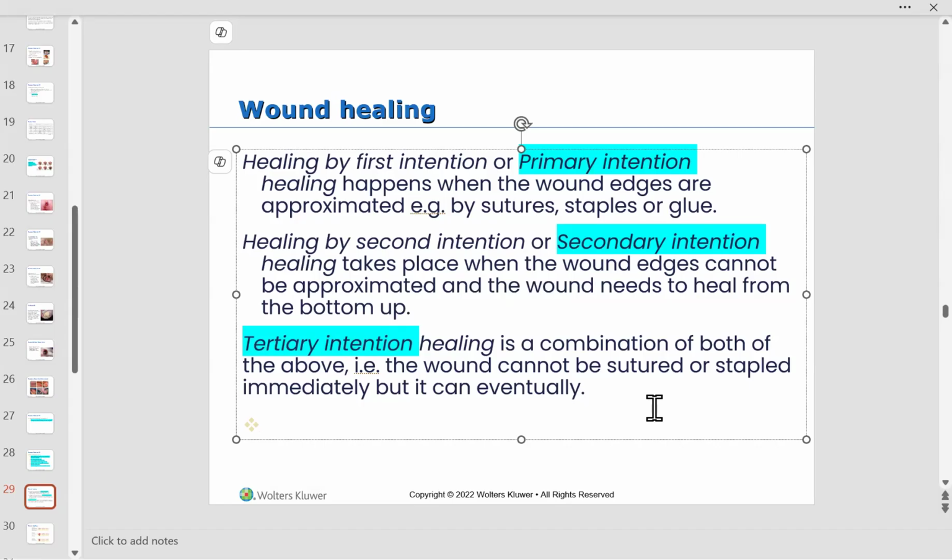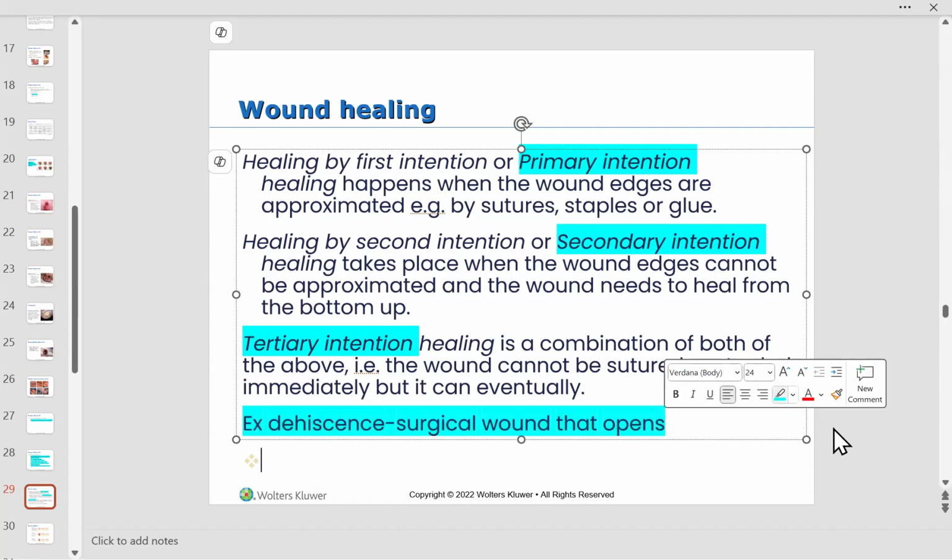You can't suture it or staple it right away. You got to let it heal some and then you can suture it closed. This is something like a dehiscence of a wound. And that's another word that you need to know. Dehiscence. Example, dehiscence, which is a surgical wound that opens. Okay, so that's an example of tertiary intention.